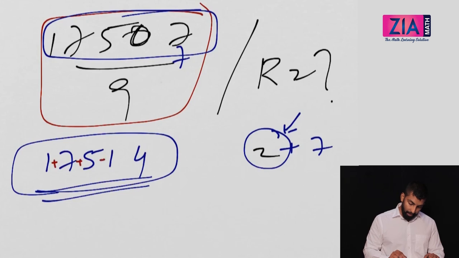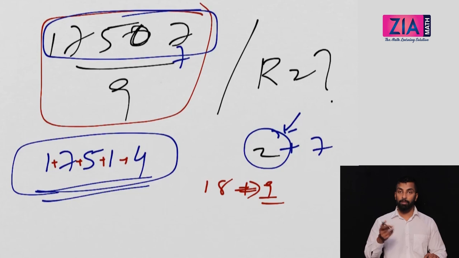You can take the sum of digits. 1 plus 7 plus 5 plus 1 is 14, plus 4 is 18. Now 18, if you take the sum of digits again, you get 9. I hope this is clear for you.